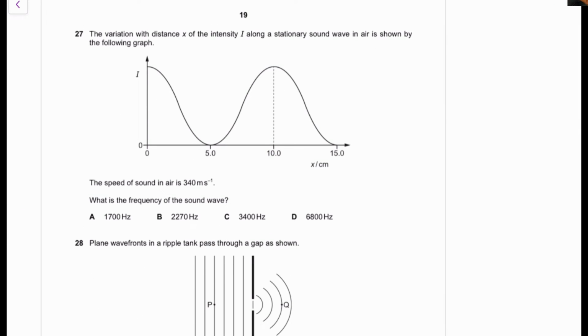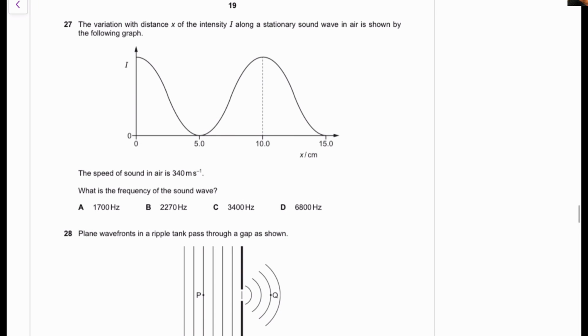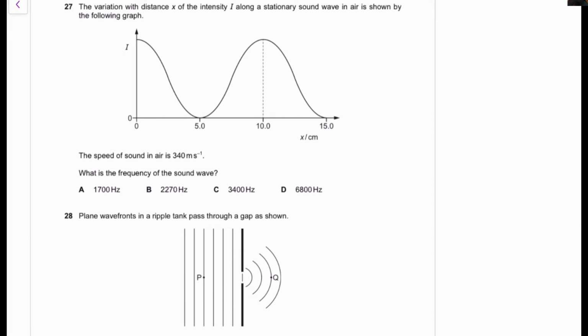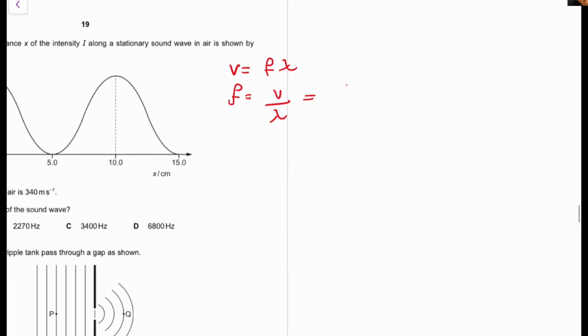Moving to question 27, we've been given the variation with distance x of the intensity I along a stationary sound wave in air, as shown by the following graph. The speed in air is 340 meters per second, and we've been asked what is the frequency of the sound wave. What do we know? Well, we know that V is equivalent to F lambda. So the frequency is going to be V divided by lambda, and the value of V is 340 divided by the value of lambda.